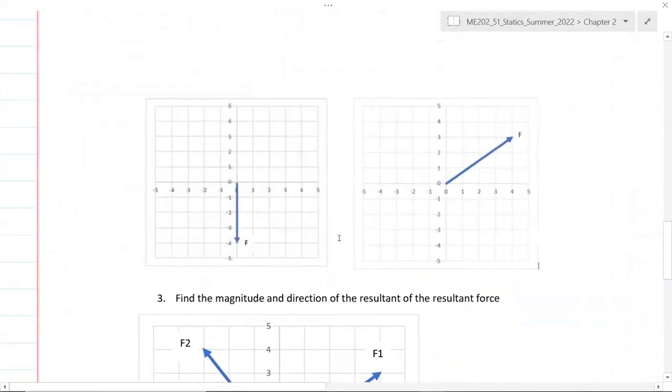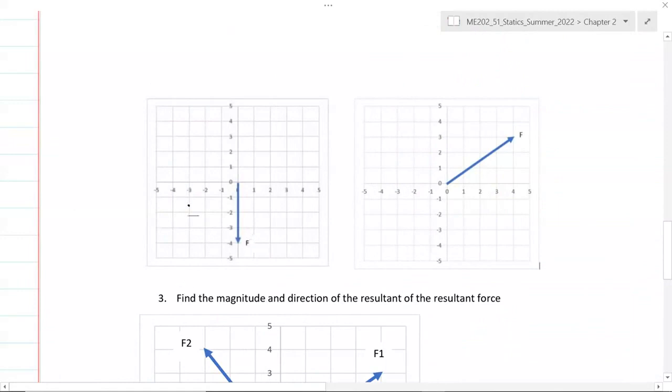Next one, write this as a Cartesian representation. This vector can be written as F equals, it does not have any x component, so 0i, but its y component is going down. Now going up is positive for y, and going right is positive for x. So this is minus, so it can be written as minus 4j.